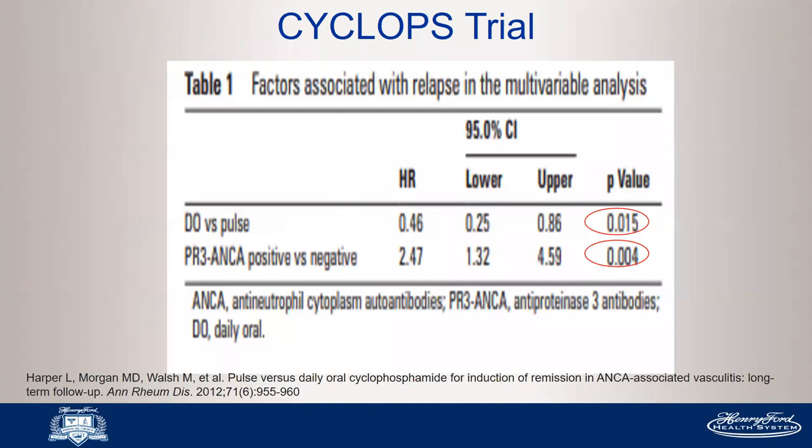So when they did the longitudinal long-term follow-up, they saw the factors that were associated with relapse in the multivariate analysis were, obviously, as we saw in the graphs before, the patients that were on IV pulse dose steroids had higher risk of relapse, and this was clinically significant. And same thing with the PR3 positivity, patients that are PR3 positive have a higher risk of relapse as well.